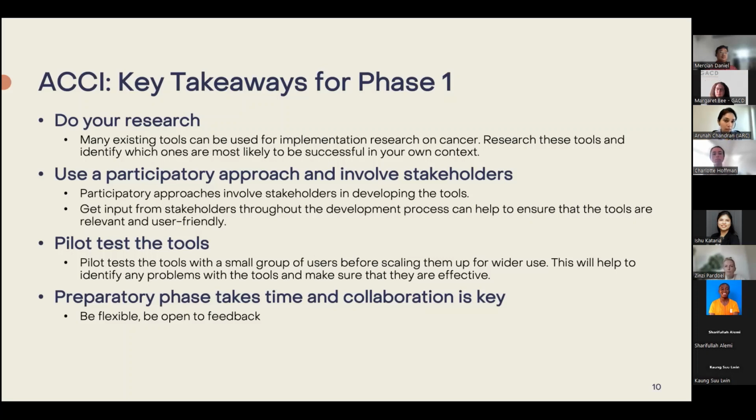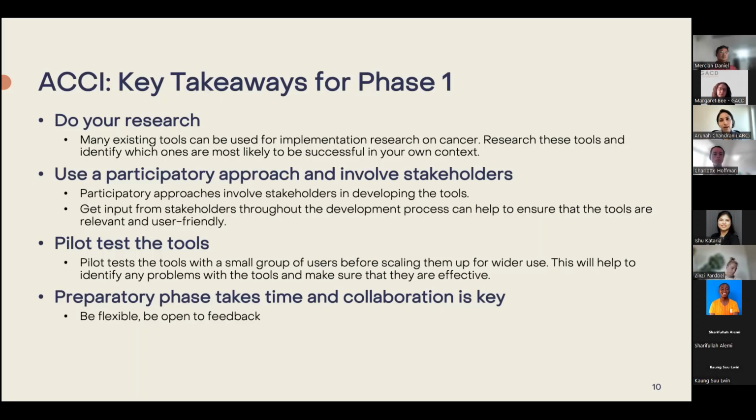And we used a participatory approach in developing the tools and involved our stakeholders. We got input from our stakeholders even throughout the development process to ensure that these tools were relevant and user-friendly. And while this might not be feasible in a lot of settings, we ensured that we pilot tested these tools with a small group of users in the different settings before aiming to scale them up for wider use. This helped us identify any problems within the tools to ensure that they're effective.